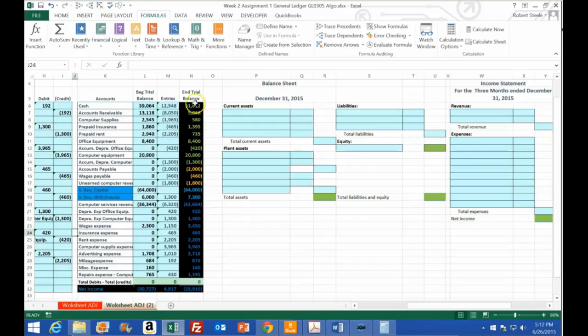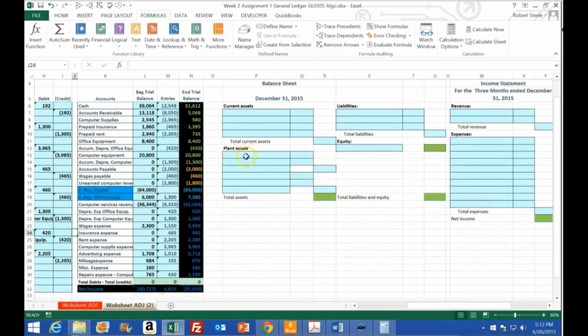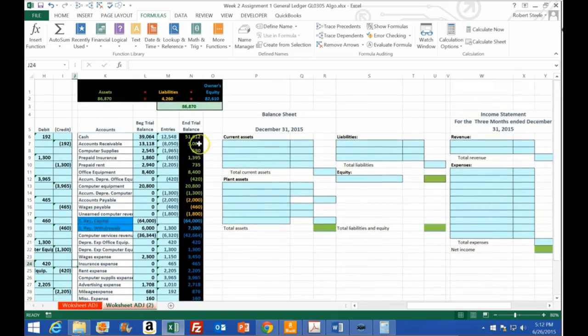Now what we're going to do is take these ending trial balance numbers and make the financial statements from them. We're going to take them from a debit and credit type format and put them into a financial statement format. So we're just going to be using the numbers on this side here. We can see that the accounting equation is in balance here because the total assets equal the liabilities and the owner's equity. So the liabilities and the owner's equity equal total assets.